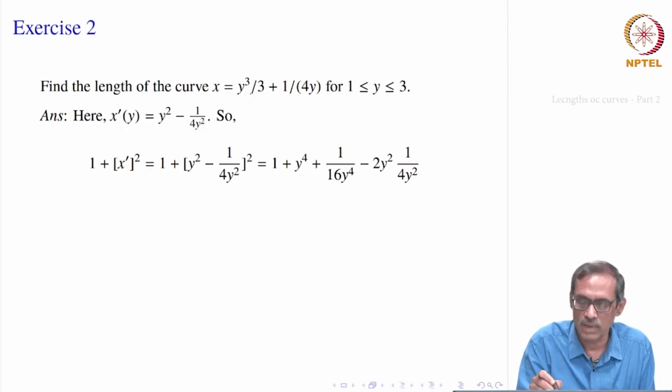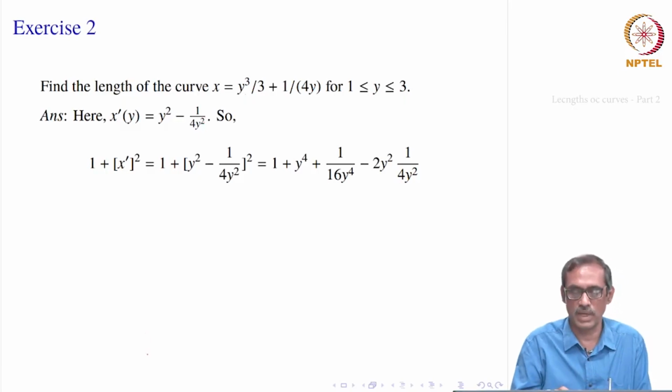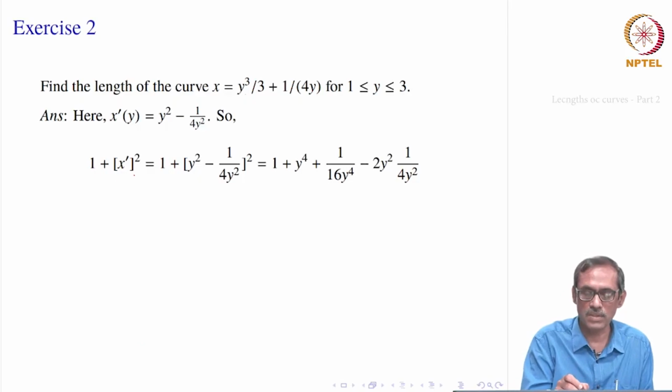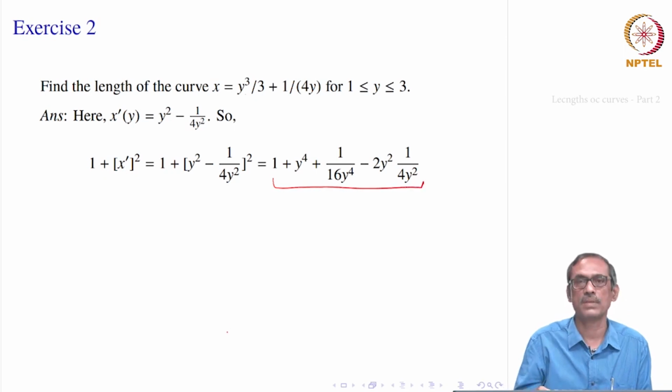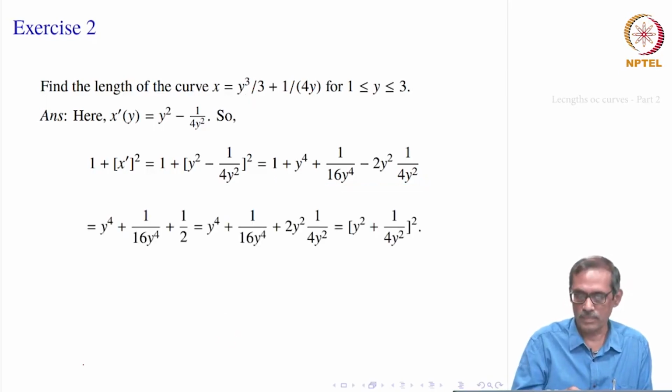Now, derivative of x with respect to y, this is y cubed by 3, that gives directly y squared, and this is 1 by 4 times y to the power minus 1. So, it is minus 1 by 4 y to the power minus 2, that is y squared minus 1 by 4y squared. So, 1 plus x prime squared equal to 1 plus this square. That in the expanded form looks like this, 1 plus y to the fourth plus 1 by 16 y to the fourth minus 2 y squared into 1 divided by 4 y squared. Okay. So, then it is just a simplification.